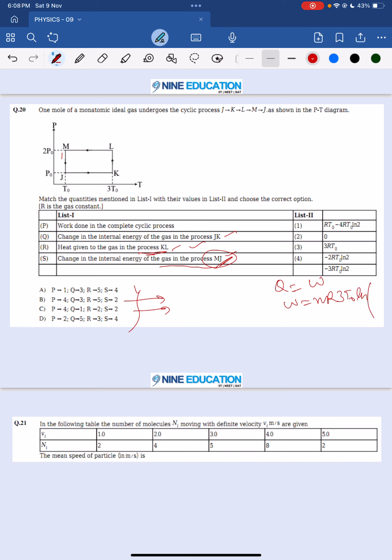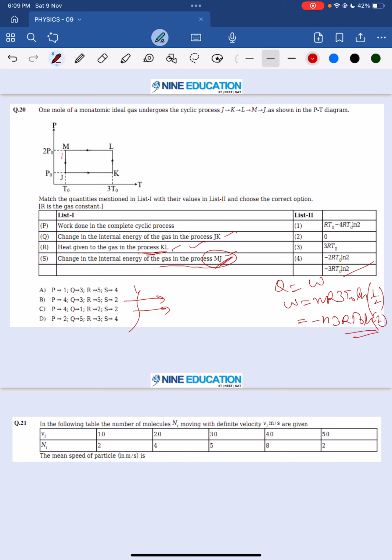Pressure, we are going from initial pressure P0 to 2P0, and we know that it is P0 by 2P0, so it is going to become 1/2, correct? Work done formula everyone knows: nRT ln Pi by Pf. So we are going to get ln 1/2, which is minus ln 2. So we are going to write minus 3RT0 ln 2. Can we see it here?